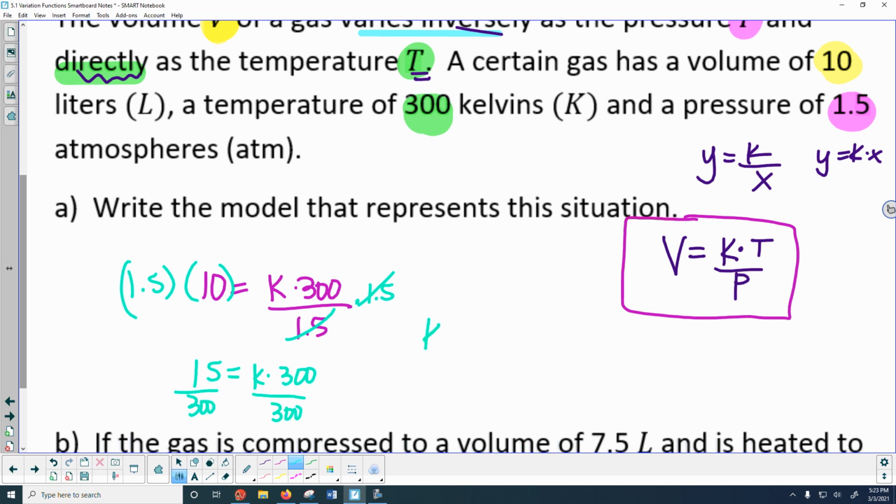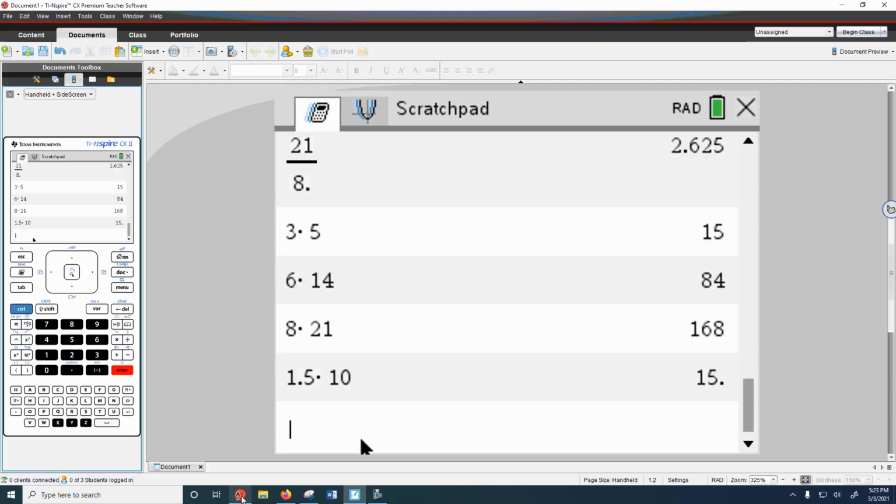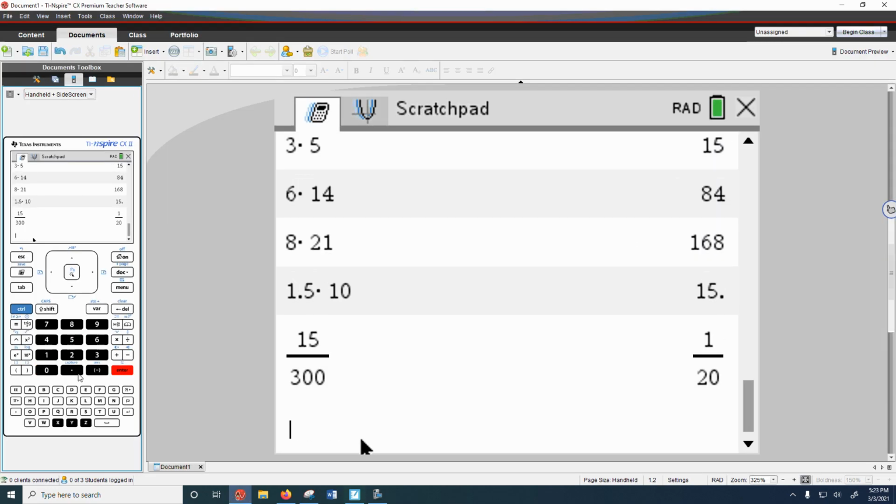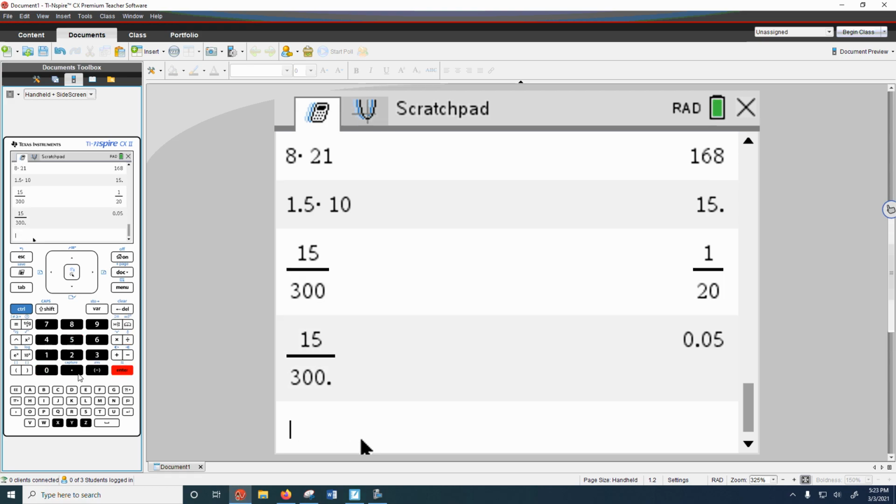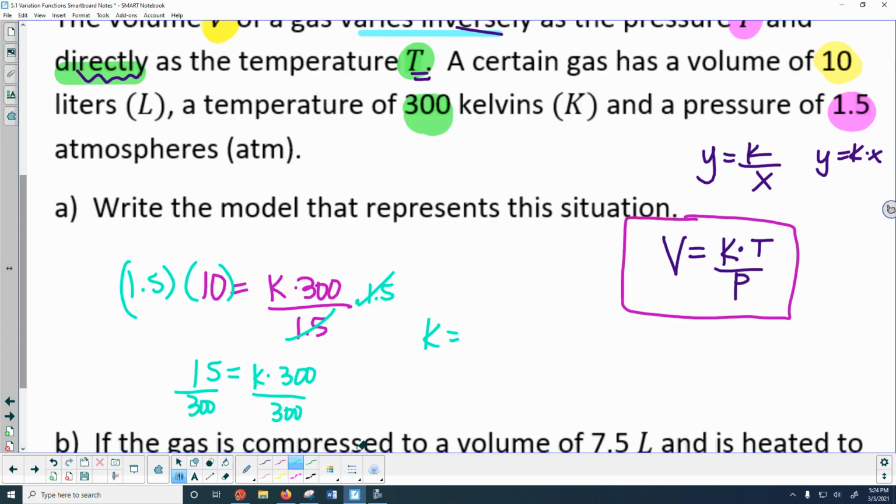And let's see what K is equivalent to. So on my calculator, 15 divided by 300 is 1 over 20. Again, if you did this one as a decimal, you get 0.05, and that is terminating, so you could use that, you wouldn't have to round there. But I'll just leave it as 1 over 20 because that's a nice fraction that's exact.